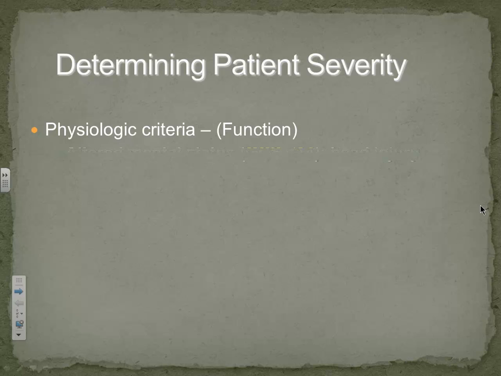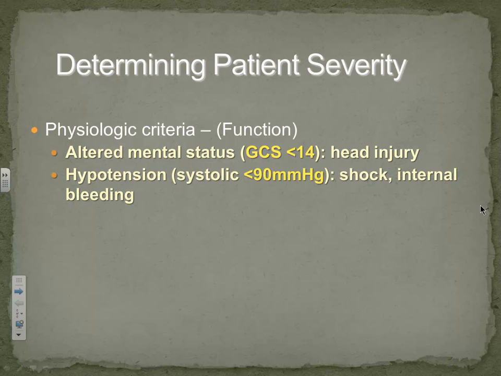The physiological criteria is going to be their function, their mental status. Now we talked about the Glasgow Coma Scale. If they've got a Glasgow score of less than 14, that would be 13, right? That means they're missing a couple of points along the way. You're looking at an altered mental status of some sort. So if they've got less than 14, you're looking at a head injury. We usually say less than 8, intubate. So if they've got less than 8, they're extremely critical. And at the upper levels, we'll usually intubate them.